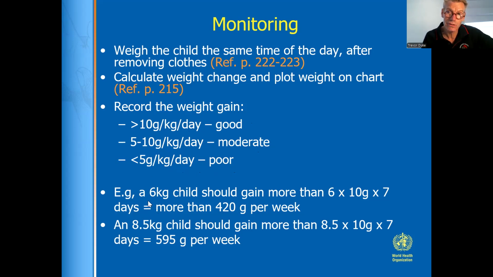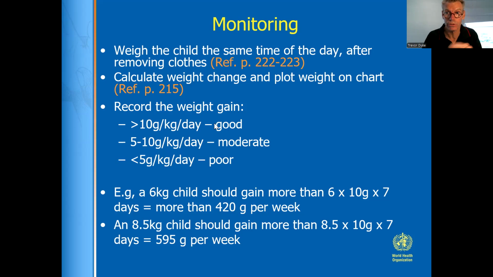So a 6-kilo child, like Kobe was, should gain more than 6 times 10 grams times 7 for the week. If you're measuring the change in weight over a week, 6 kilos times 10 grams per kilo per day, so it's 6 times 10 times 7. So he should gain 420 grams per week. An 8.5 kilo child measuring over the week should gain more than 595 grams, so more than 10 grams per kilo per day.